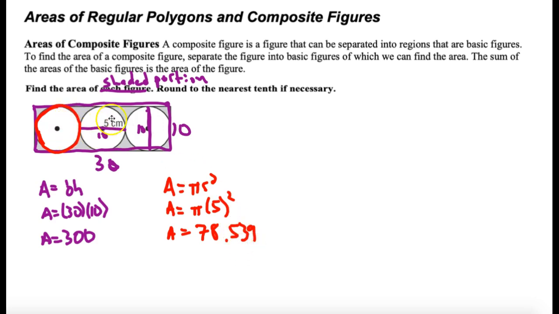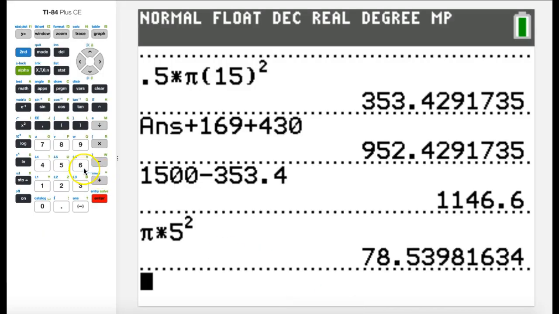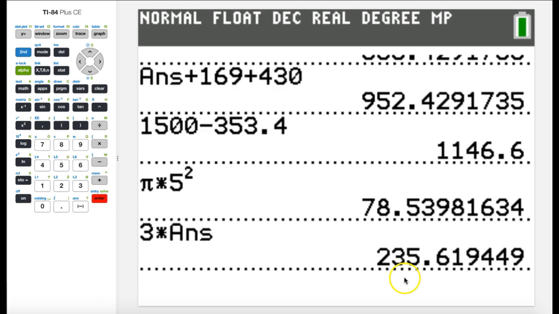So now there are 3 of these circles, right? If I want the area of all 3 of these circles, I'm going to take 3 times this 78.539. Again, in the calculator, I can just do 3 times second ANS down here. So the area of all 3 circles is going to be 235.619.